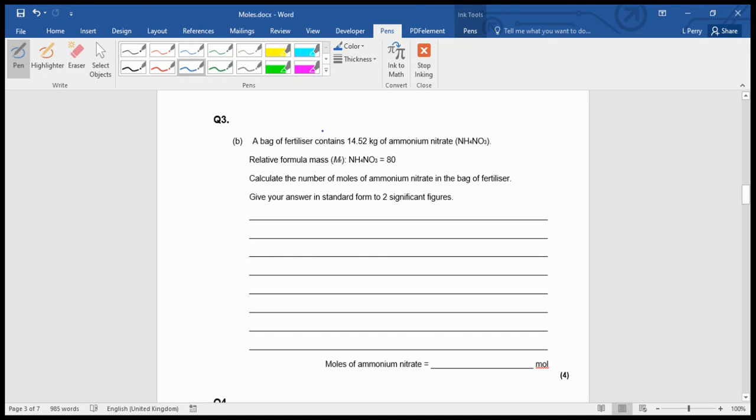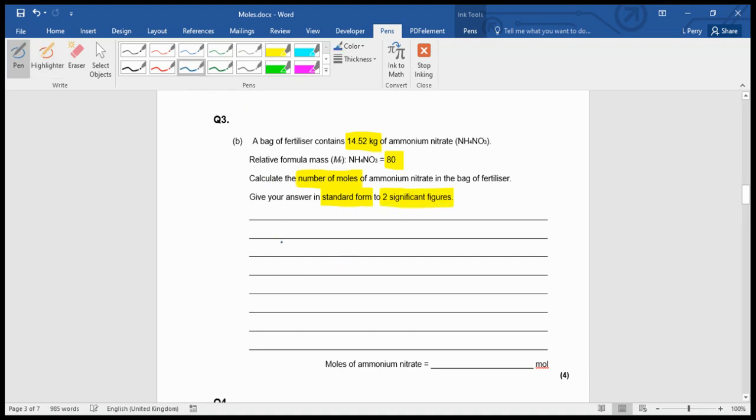So in this one, a bag of fertilizer contains 14.52 kilograms of ammonium nitrate, and we've got the formula for that. The relative formula mass is 80. Calculate the number of moles this time, and we need to give our answer in standard form and to two significant figures.